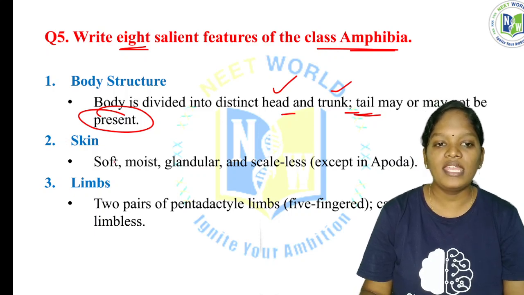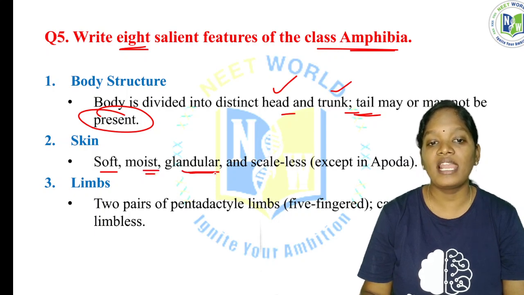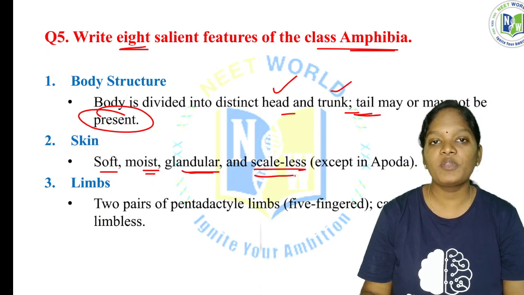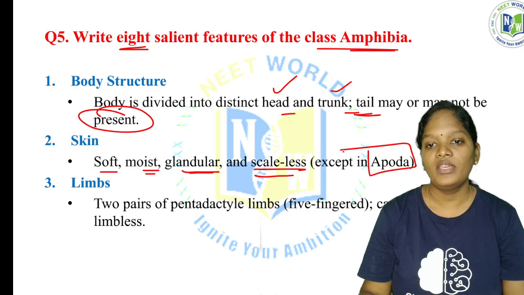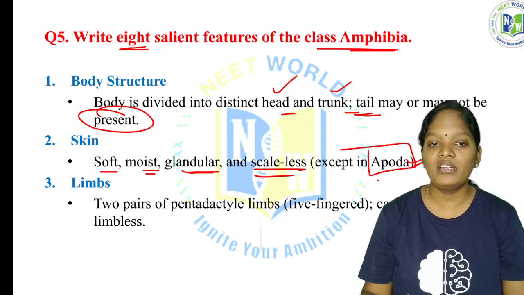In the skin, it will be very soft, always moist, and glandular. Always the secretions will be there, and there will be no scales present in amphibians, except in Apoda. There is always an exemption in each and every class under the phylum. So here the exemption will be the Apoda.